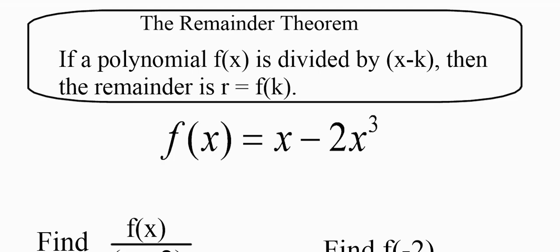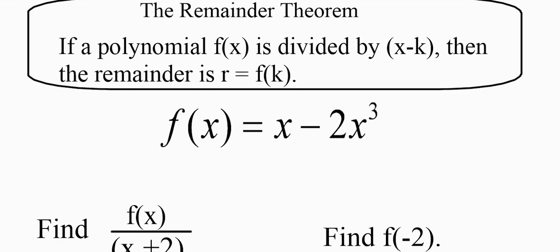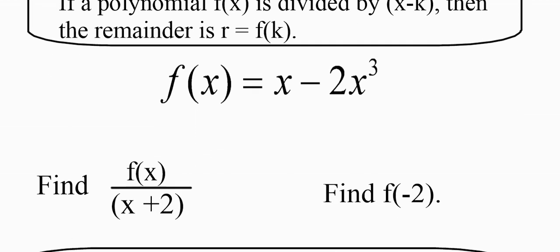From here, let's talk about the remainder theorem. The remainder theorem says that when a polynomial f(x) is divided by x minus k, the remainder is r equals f of k. That's how we know about the remainder theorem.